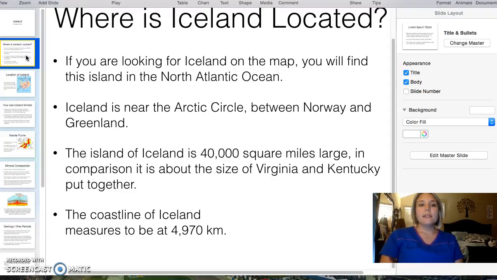Where is Iceland located? Well, if you look at a map, you will find Iceland in the North Atlantic Ocean. Iceland is near the Arctic Circle between Norway and Greenland. The island of Iceland is approximately 40,000 square miles large. In comparison, you can put Virginia and Kentucky together, and that's about how large Iceland is. The coastline of Iceland measures 4,970 kilometers.